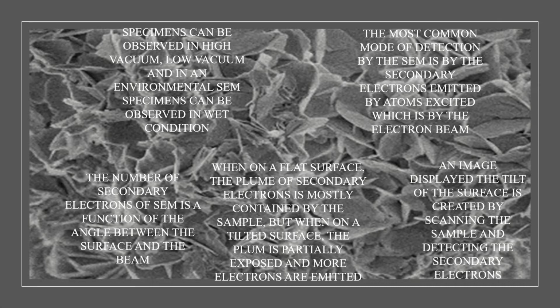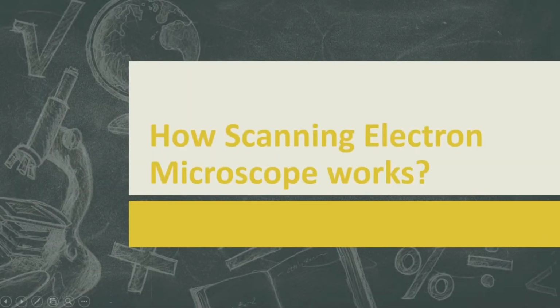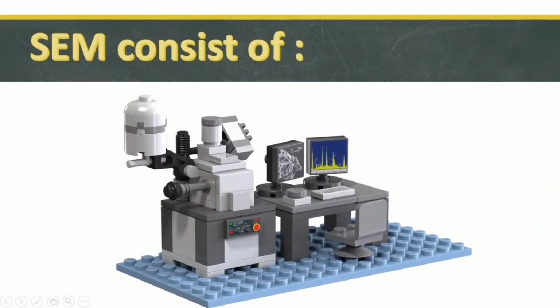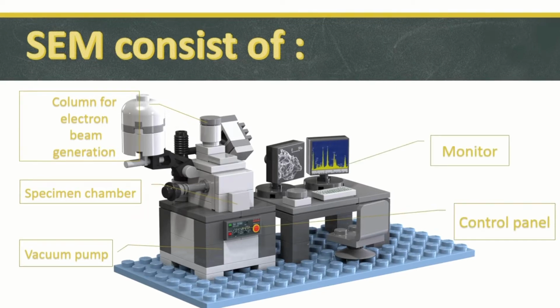And fifth, in an image display, the tilt of the surface is created by scanning the sample and detecting the secondary electrons. So with me, you're going to learn how a scanning electron microscope works. First of all, we're going to look at the external components of SEM. It consists of a column for electron beam generation, a specimen chamber, a vacuum pump, a control panel, and last but not least, a monitor.